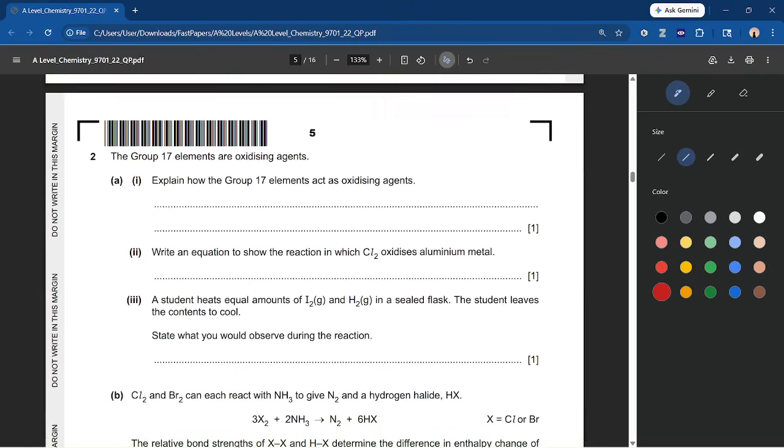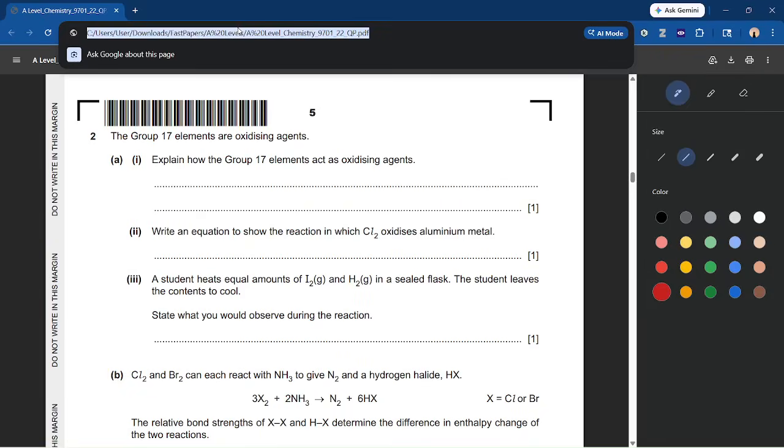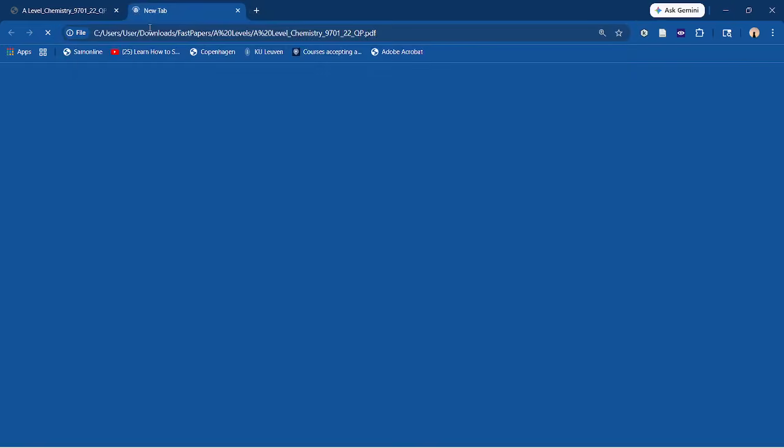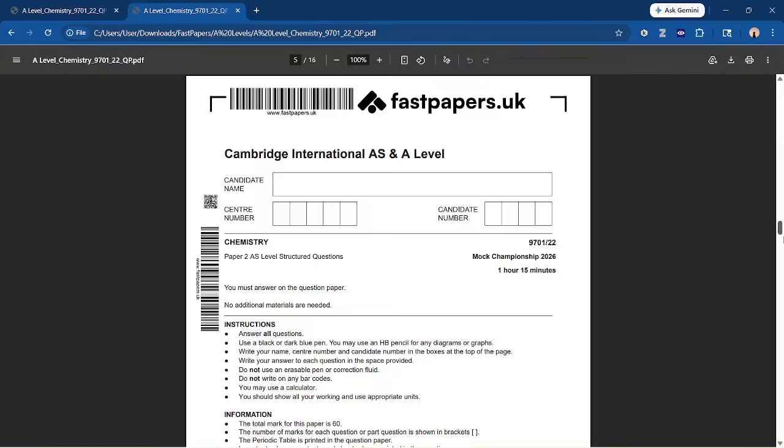All right, so we're moving on to our next question. The group 17 elements are oxidizing agents. Explain how group 17 elements act as oxidizing agents. So this is a fun question. So when they're talking about group 17, what they're really talking about is the group 7 elements. So let me just pull up the periodic table really quick. And remember that you'll always have the periodic table with you.